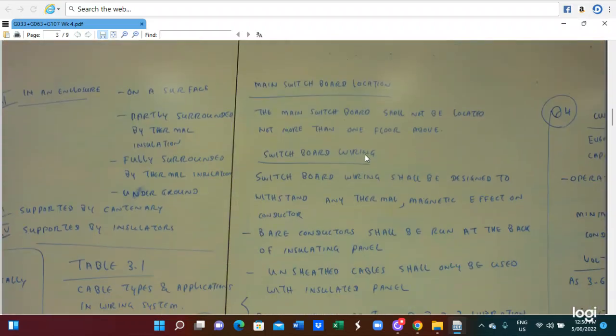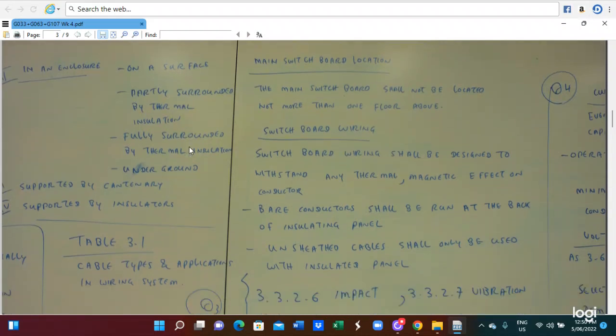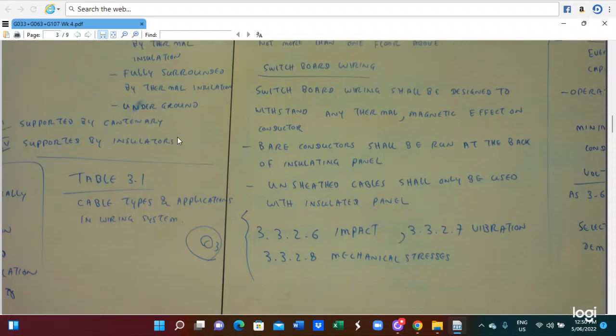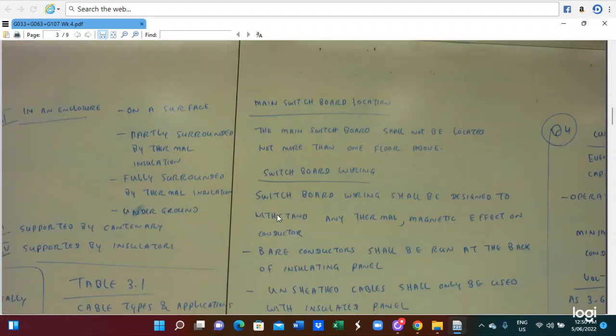Those are the review of the electrical equipment, also the electrical protection, and also the AS3000 application. So those are what I am reviewing. The enclosure is included on the surface, partly surrounded by thermal insulation, fully surrounded by thermal insulation, as well as underground. It's supported by the cantilever wire, and also supported by the insulator. So those are the kinds of electrical insulation systems. We have to read the cable type, application and wiring system as well.